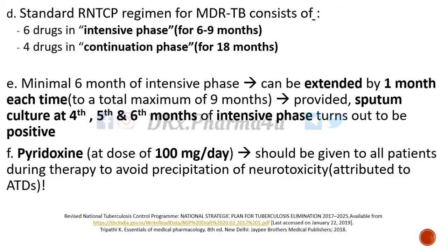And please remember, pyridoxine at a dose of 100 milligram per day should be given to all patients during therapy to avoid precipitation of neurotoxicity. Actually, the maximum neurotoxicity is attributed to isoniazid because isoniazid causes pyridoxine deficiency. But there are many other anti-tubercular drugs which also precipitate neurotoxicity. For example, cycloserine, we have para-aminosalicylic acid, like that many other medications are also there. So generally, you should use pyridoxine.